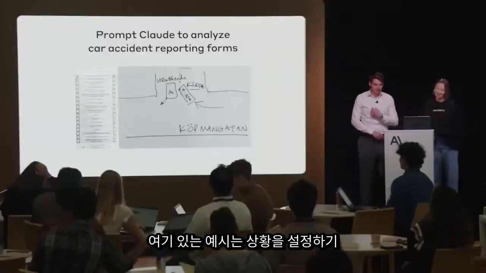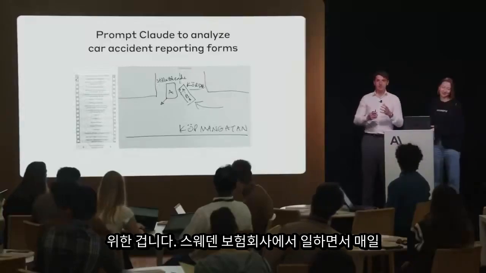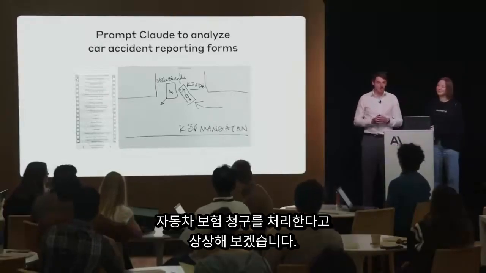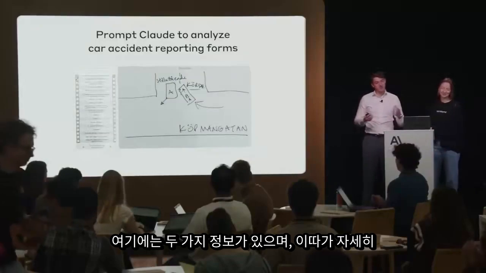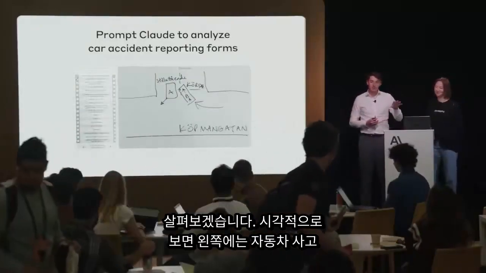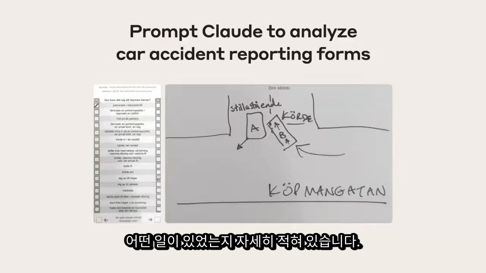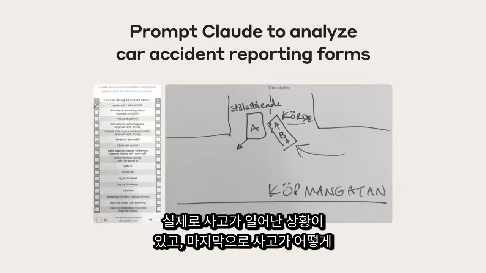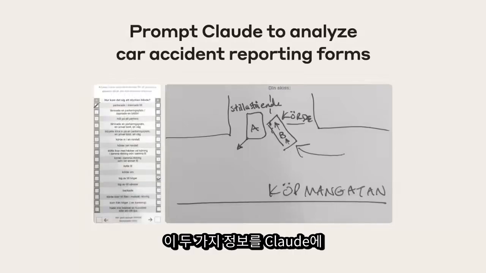So for this example that we have here, to set the stage, imagine you're working for a Swedish insurance company and you deal with car insurance claims on a daily basis. And the purpose of this is that you have two pieces of information. We're going to go through these in detail as well, but visually you can see on the left-hand side we have a car accident report form, just detailing out what transpired before the accident actually took place. And then finally we have a sort of human-drawn sketch of how the accident took place as well. So these two pieces of information are what we're going to try to pass on to Claude.